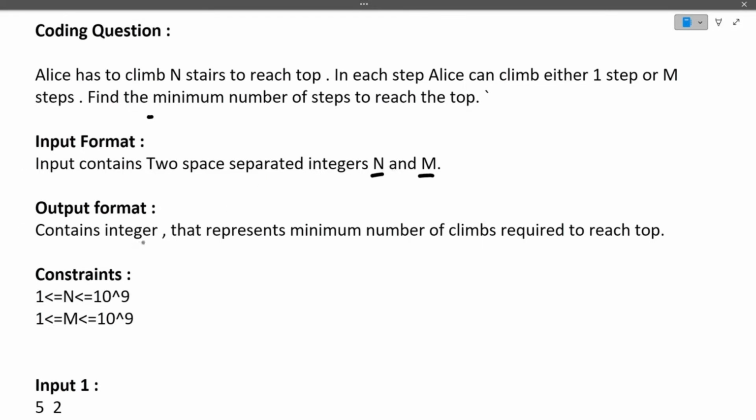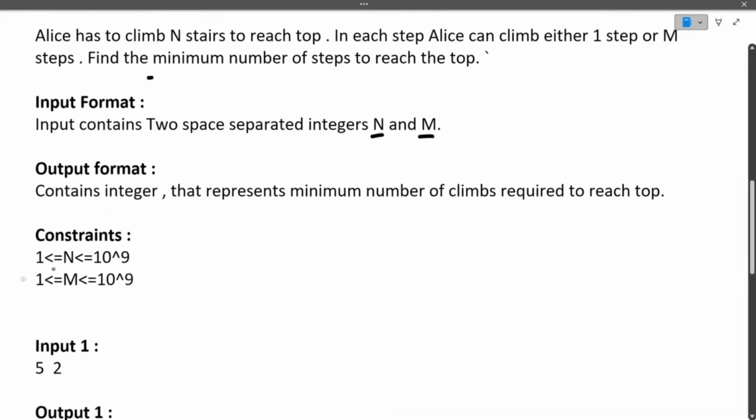Okay, the output format contains the integer that represents the minimum number of climbs required to reach the top, that we have to find. Constraints are, our n starts from 1 till 10 to the power 9. M is also from 1 to 10 to the power 9.